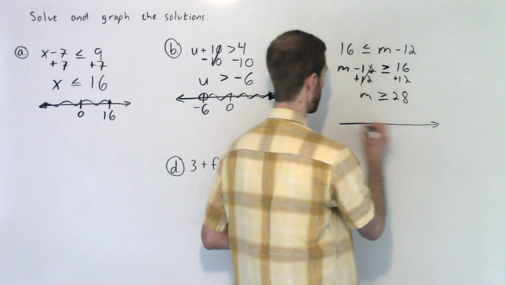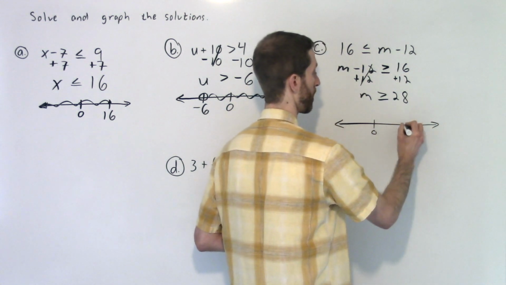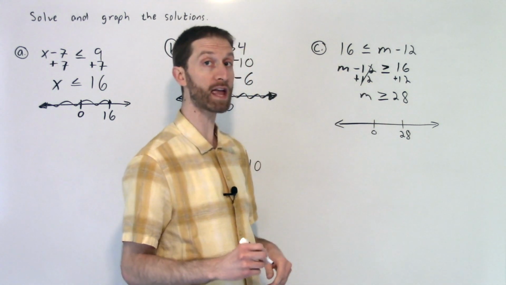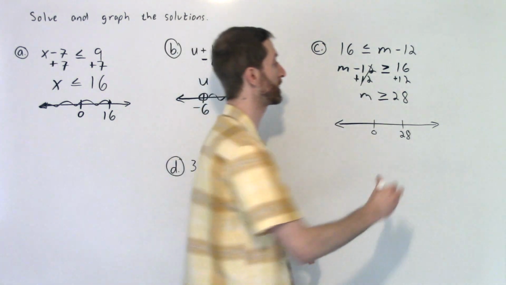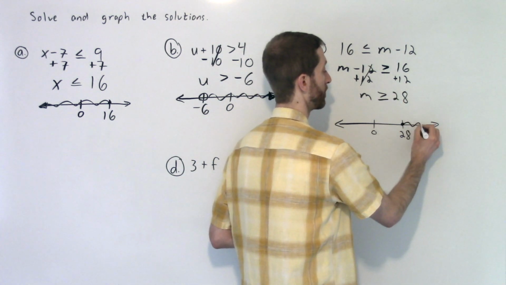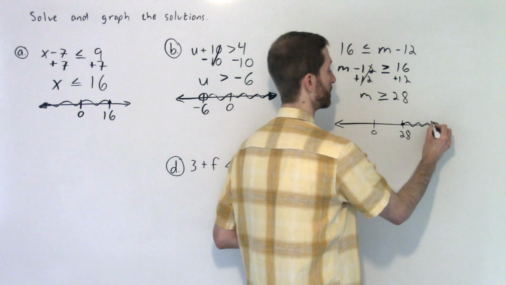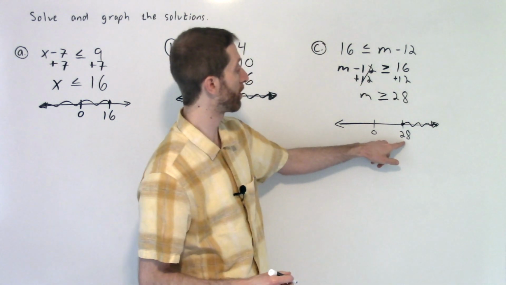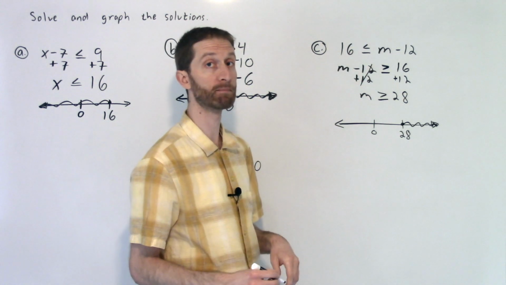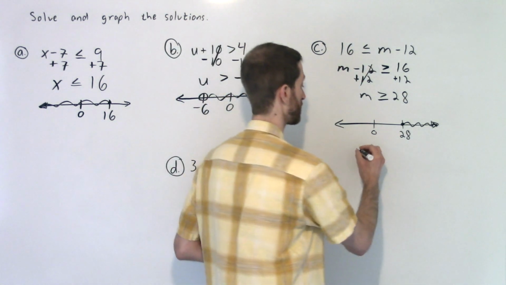Very cool. So we'll graph that out. At 0, I'll put my boundary of 28. And we have all numbers more than or equal to 28. So we are going to include 28. So I'll include that, and then highlight all the numbers more than or equal to, which makes sense, right? If I plug in a number higher than 28 minus 12, I will get a number more than or equal to 16.